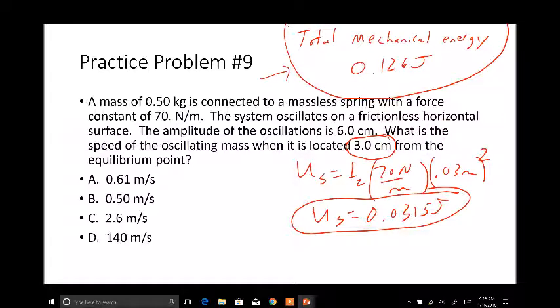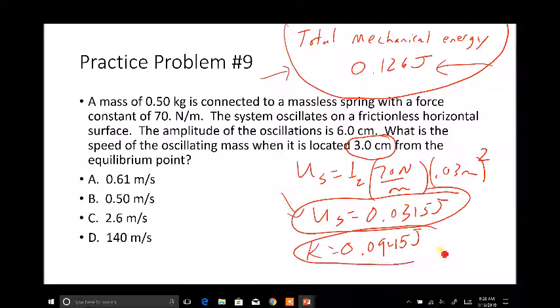The rest of the system's mechanical energy at that point must be kinetic. So we need to subtract this quantity from the total mechanical energy up here. So 0.126 minus 0.0315. And that tells us that there's a kinetic energy of 0.0945 joules.